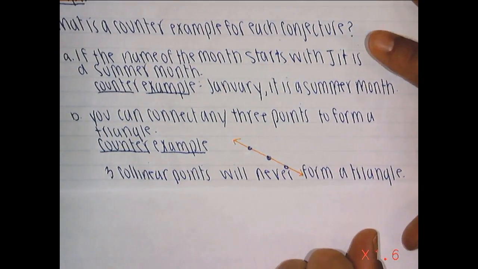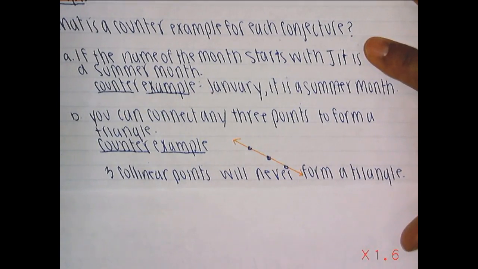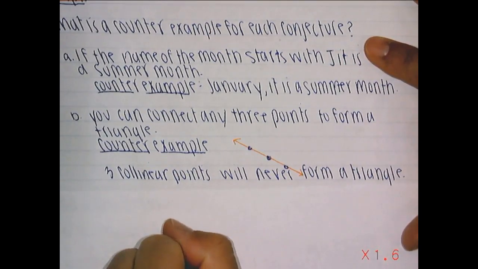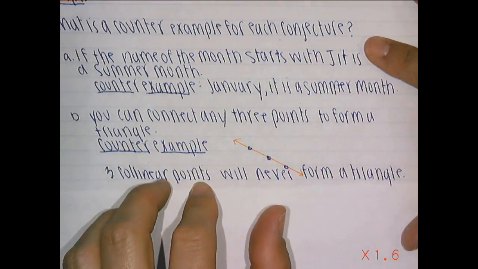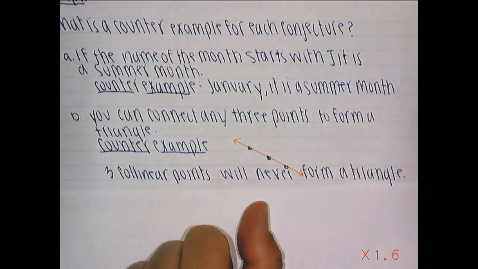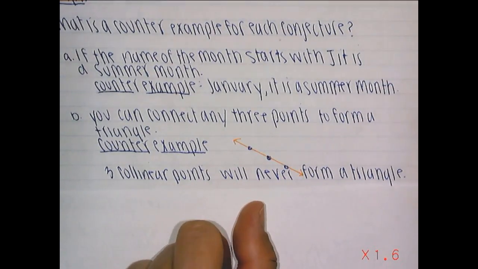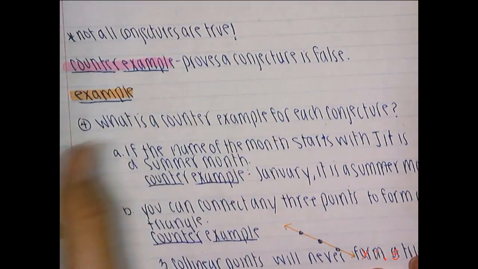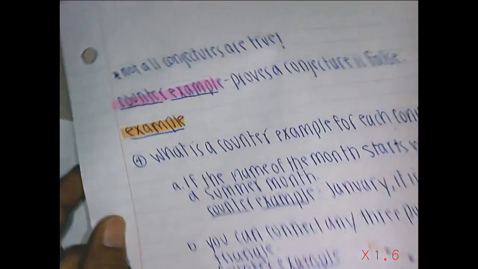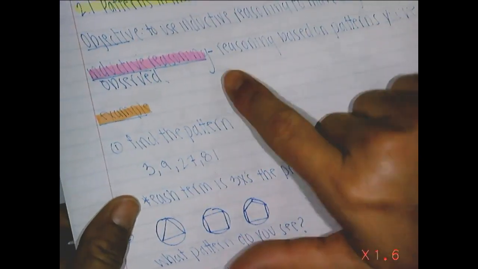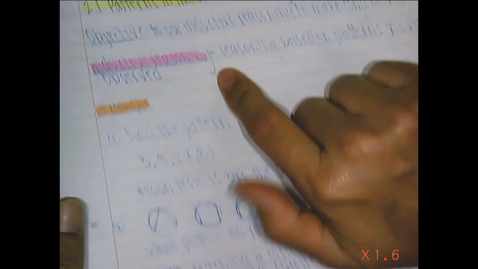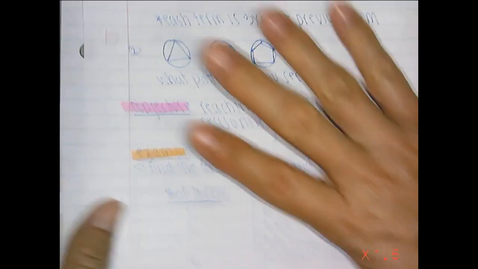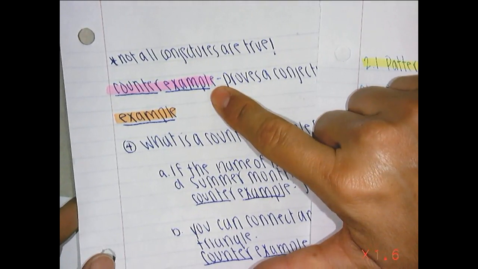Okay, so the big takeaways from today. Inductive reasoning is we've observed a pattern, right? And a conjecture is the conclusion we draw from seeing that pattern. And we can prove those conjectures wrong using a counterexample. So, inductive reasoning, conjecture, and counterexamples. The three big takeaways from today.